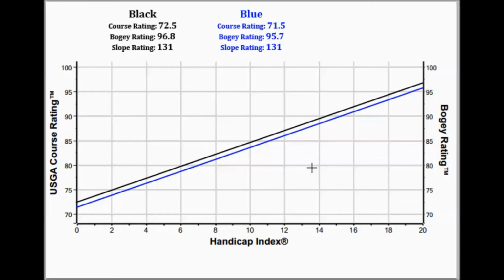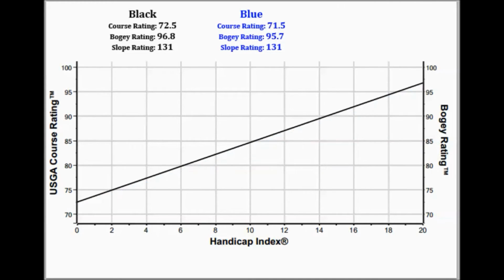Well, the black course would actually be more difficult for basically every type of golfer, because for the scratch golfer, it plays about one stroke harder when you compare the two course ratings, and the bogey player plays about one stroke or just over one stroke harder when you compare the bogey ratings. So which golf course is more difficult? You would say the black one is. But if you just looked at the slope rating, people would say, well, they're of equal difficulty. That's actually not the case in this particular instance.